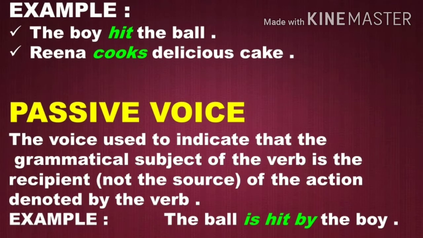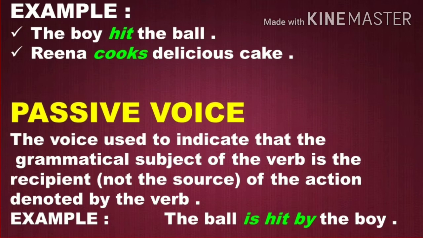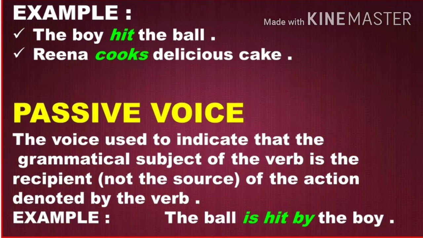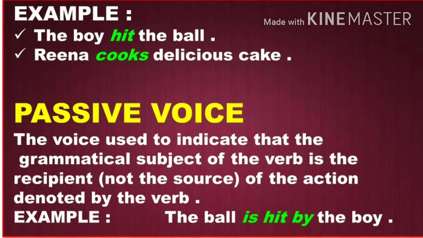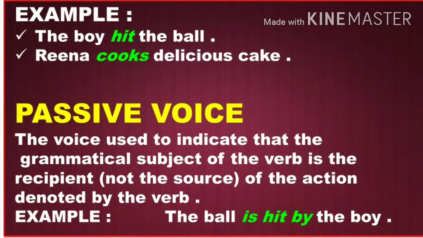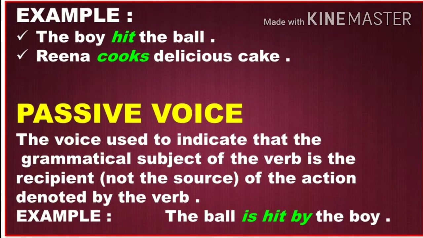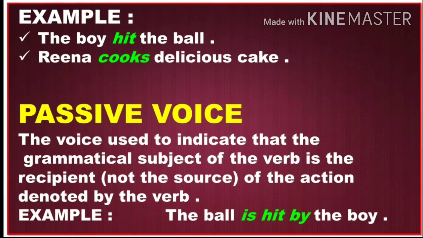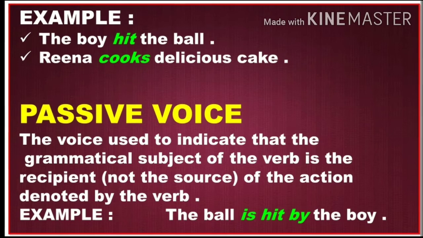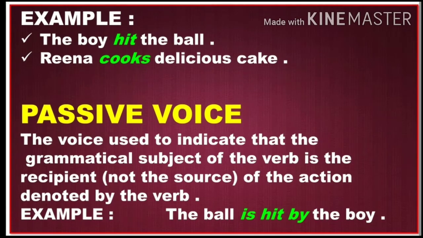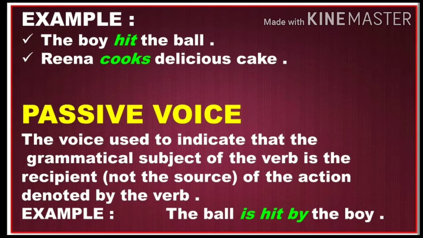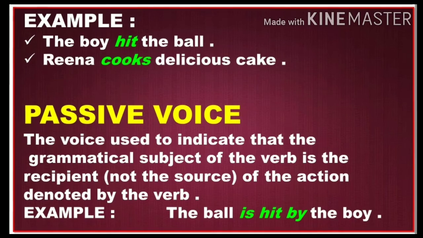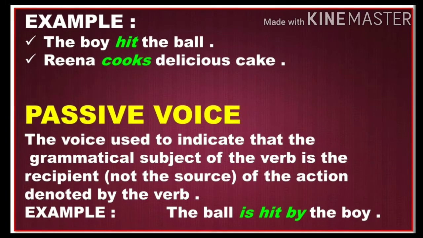The boy hit the ball. Reena cooks a delicious cake. In these sentences, the verbs hit and cooks show that the subjects, the boy and Reena, are the doer of the action. Therefore, these sentences are in active voice. Can you get it? Okay, once again I repeat. If the verb shows that the subject is the doer of the action, then that sentence will be called an active voice.